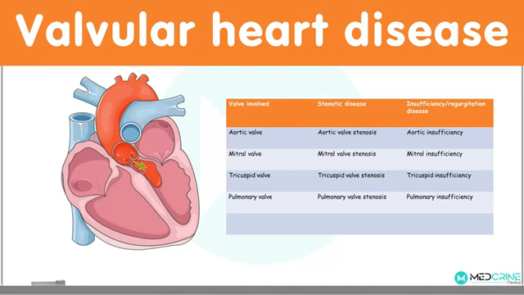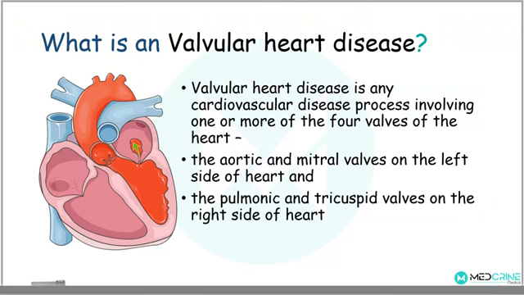Today we shall be looking at valvular heart diseases. To start with, valvular heart diseases are any cardiovascular disease processes that involve one or more of the four valves of the heart. Normally, your heart has four valves: the aortic and mitral valves that are located on the left side of the heart, and the pulmonic and tricuspid valves which are located on the right side of the heart.